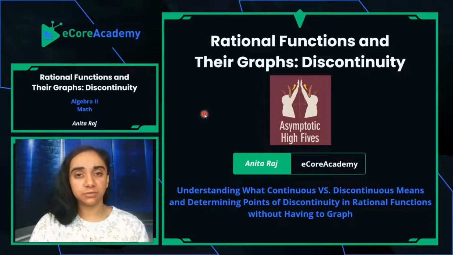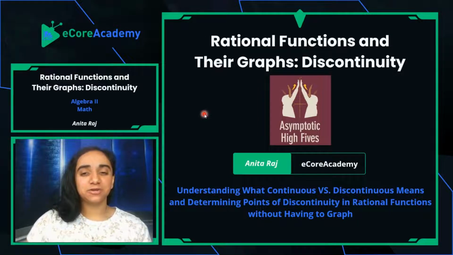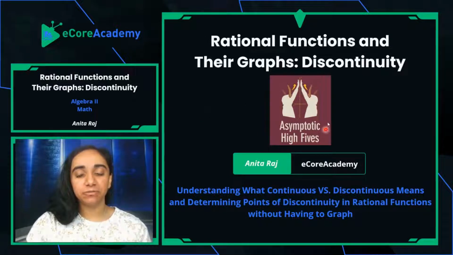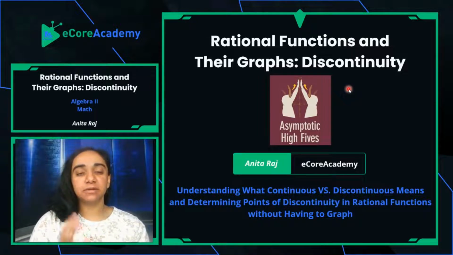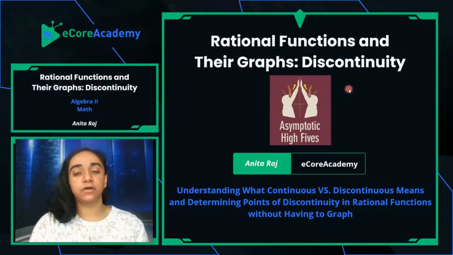Before we get into the lesson, I just want to show you this image I put up here. You see two people clapping, and it says asymptotic high fives. So we talked about asymptotes in our last lesson. They're a type of discontinuity. It's pretty much a line that the curves of your function will approach, but will never touch that line. They just continue approaching that line until infinity, but they will never touch it.